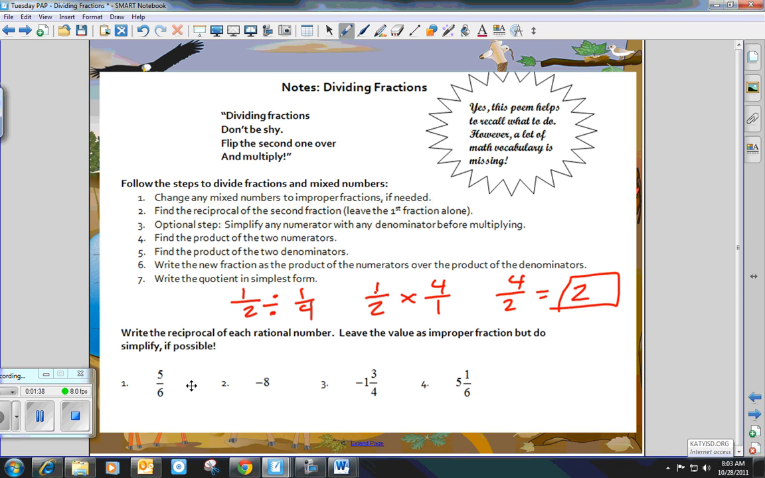First of all, let's just take a look at some reciprocals. On 5/6, the reciprocal of that is flip it over. Okay, on number 2, remember that a whole number as a fraction always gets put over 1, and then you will find its reciprocal by flipping it over. And for mixed numbers, you're going to have to change to improper fraction before you flip it over. Okay, so find the reciprocal of 1, 2, 3, and 4, please.